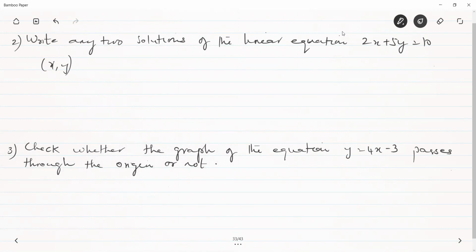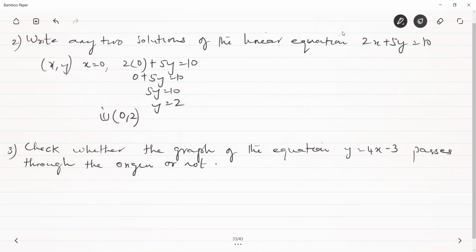You will have to assume x is equal to 0 and place it in this equation. 0 plus 5y is equal to 10. So 5y is equal to 10, y is equal to 2, because 10 divided by 5 becomes 2. So what is the solution here? When x is 0, y is 2. This is one solution.